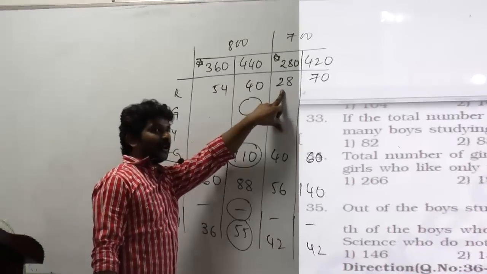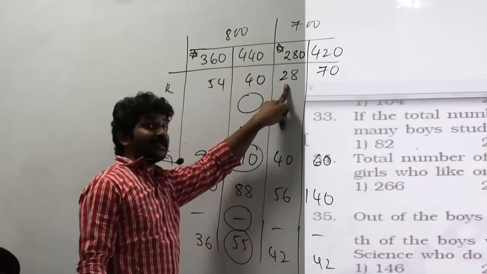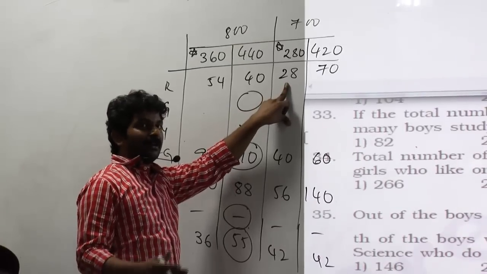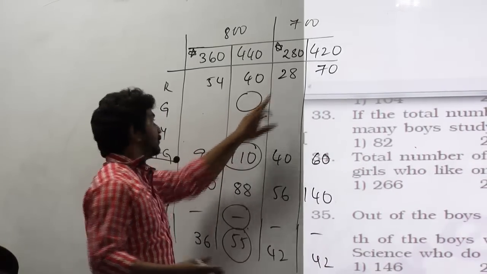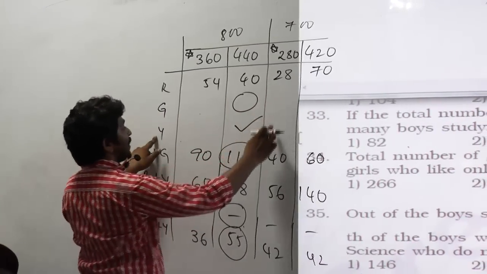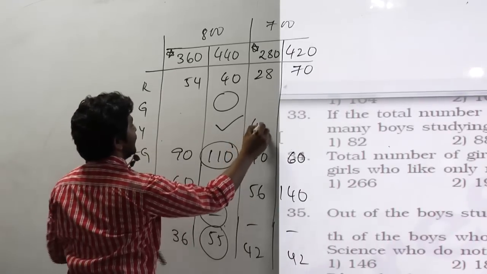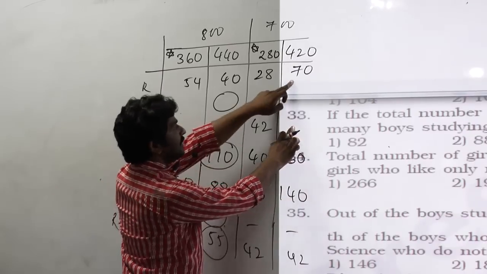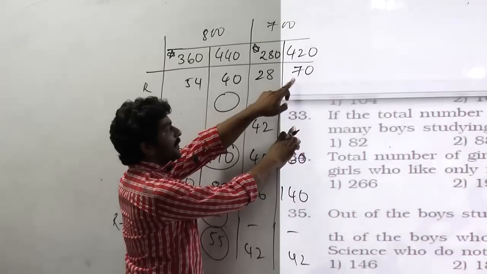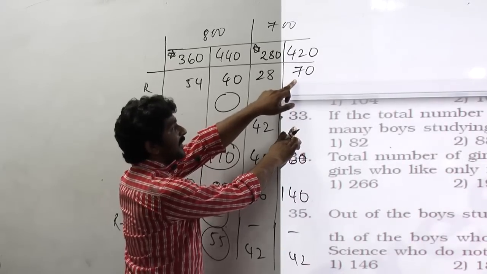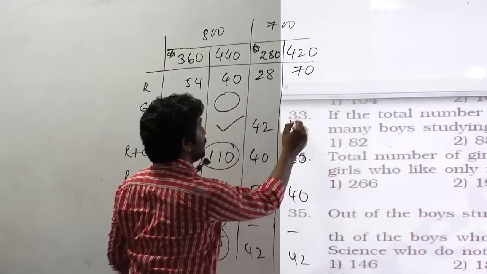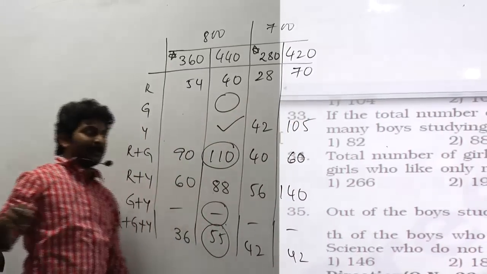Girls who like only red color and study science are 28. 50% of this is 14. 28 plus 14 is 42. So girls who like only yellow color here become 42. And here this is also 150% of this number. 50% of this is 35. Add 70 and then 35. That gives you 105. Now what is your question?